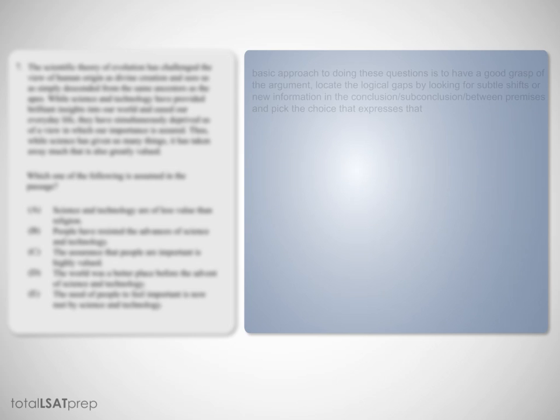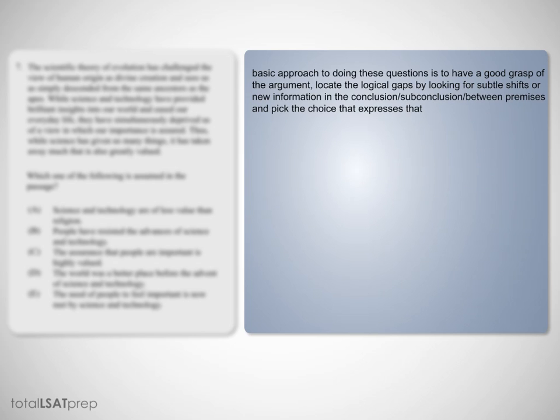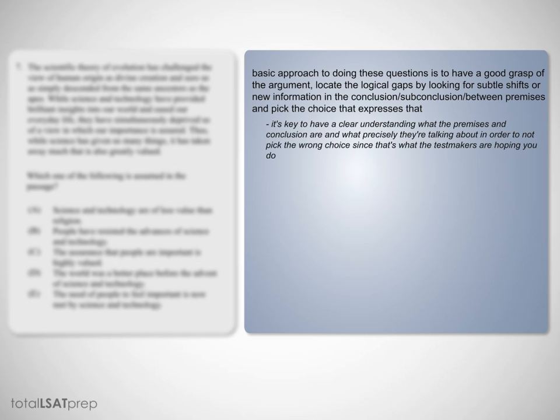Okay, so the basic approach to doing these questions, this variation of the assumption question, is to have a good grasp of the argument, to locate the logical gaps by looking for subtle shifts or new information in the conclusion or subconclusion or between premises, and to pick the choice that expresses that. It's key to have a clear understanding of what the premises and conclusion are and what precisely they're talking about in order to not pick the wrong choice, since that's what the test makers are hoping that you do.